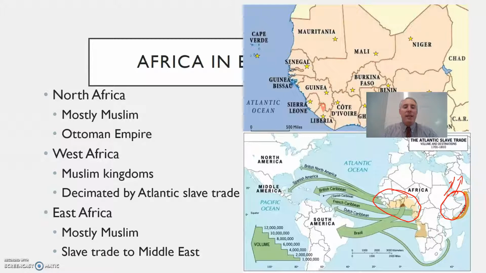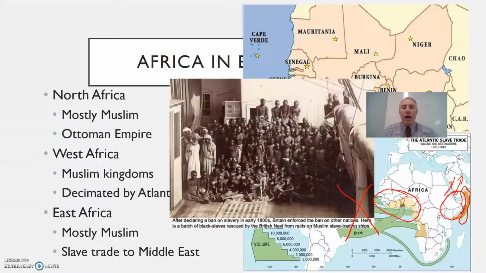And here, the slave trade still existed. Right? You see this arrow here, right? So all of these arrows had pretty much died out by the 1800s, but this one right here, that continued into the 20th century. You see, this is a photograph. The British, after they banned the slave trade, they actually captured this Muslim ship that was shipping all of these Africans into the Middle East for slavery.